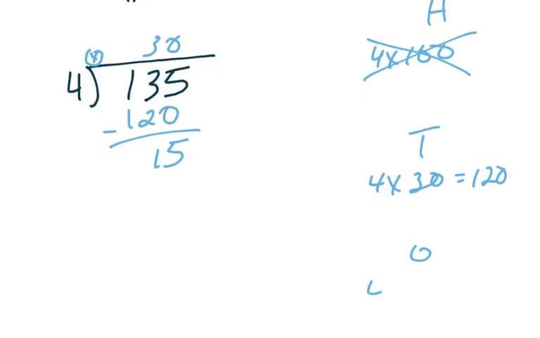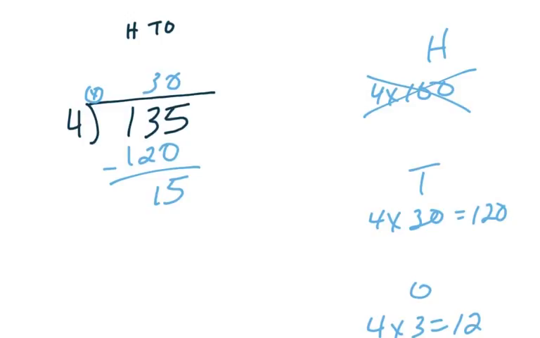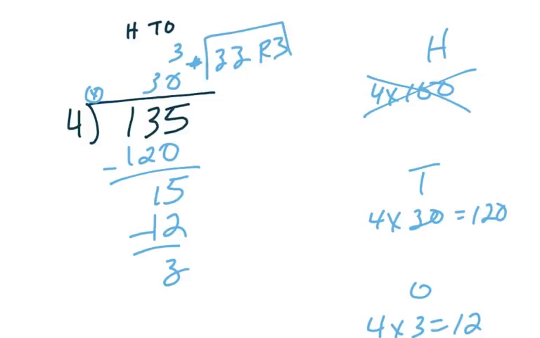The next thing we did was 4 times 3, which is 12. So here we put a 3 in the ones place. We multiply that across, that's 12. Subtract, that gives us 3. Then the only thing we do is add up 30 and 3. And that gives us 33 with the remainder of 3.